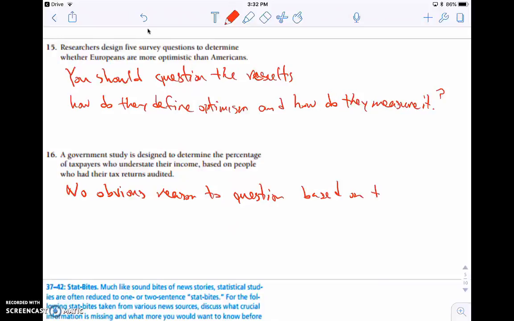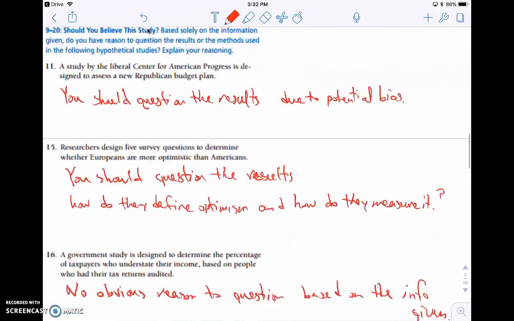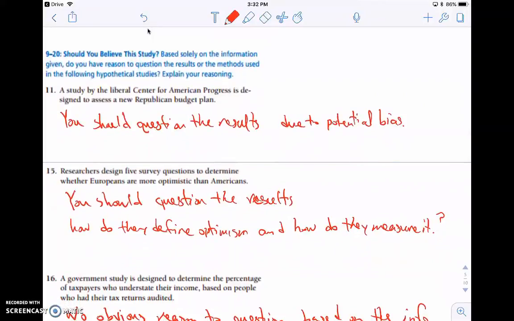based on the information given. So I'll say the info that's given. Yeah, there's nothing in there that throws out red flags that will make us want to question it based off of that little blurb. Now, if we had more information, it could throw that out there, but there's nothing obvious in that little sentence that they've given us there. So that's looking at trying to determine whether or not we should believe studies, whether they make sense or not make sense, and we'll continue the rest of this in a part 2.